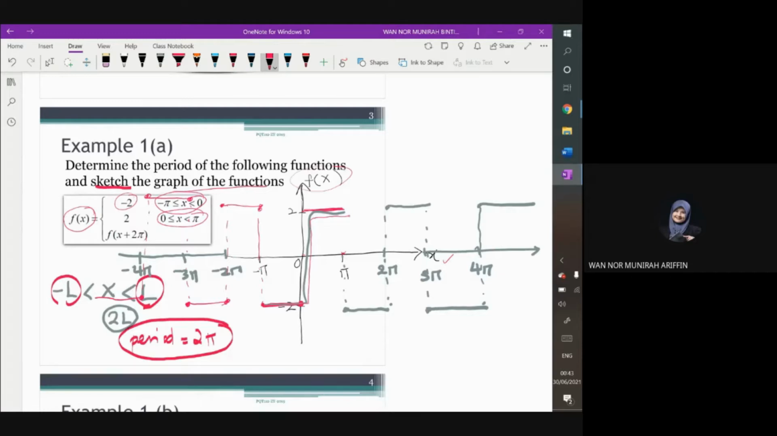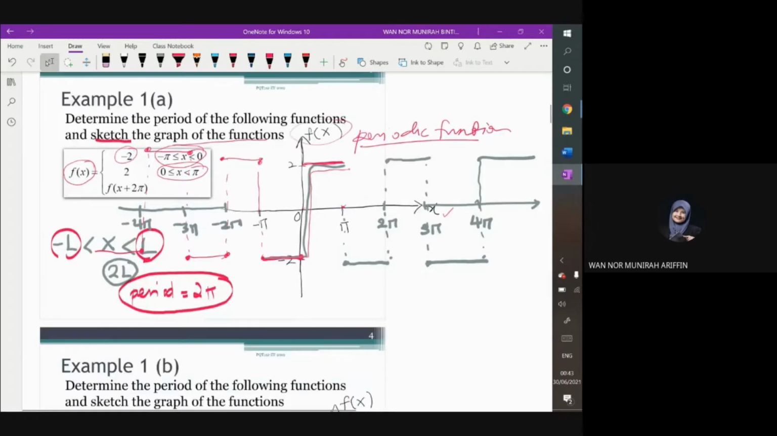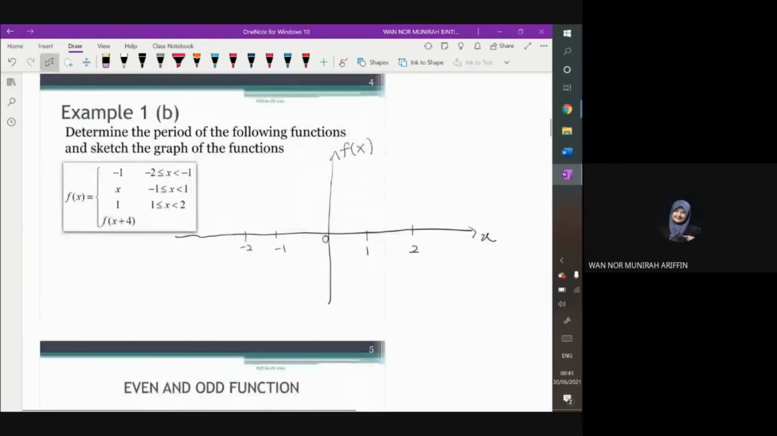So this is what we call a periodic function. It is a repeated function. I hope that you understand this simple example. Next, we proceed to the second one.